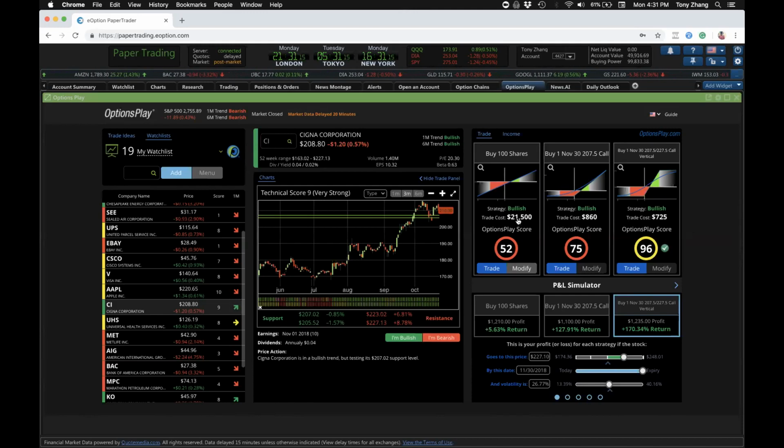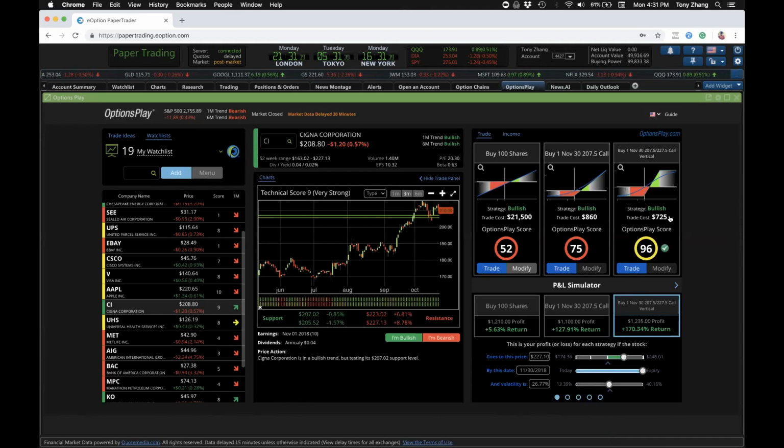So here we have 3 strategies. Buying 100 shares costs you $21,000. Buying a call option costs you $860. And buying a call spread costs you $725. And what we wanted to do is present to you a set of tools that allows you to compare and see how these strategies perform, even if you know nothing about these strategies and how they're going to perform or what they do.